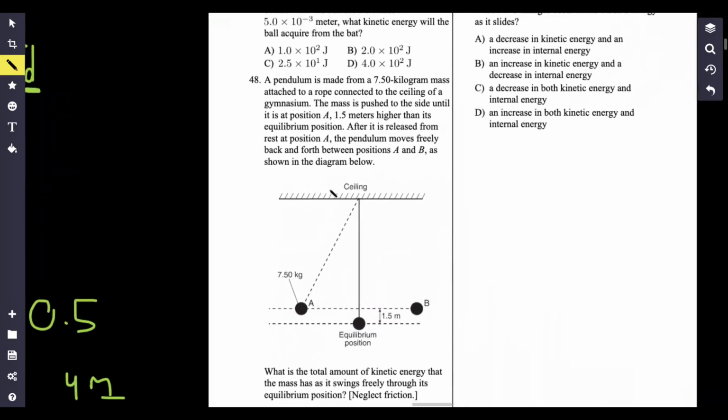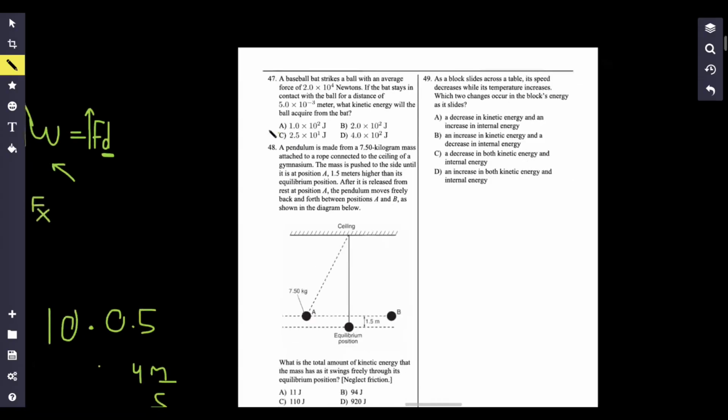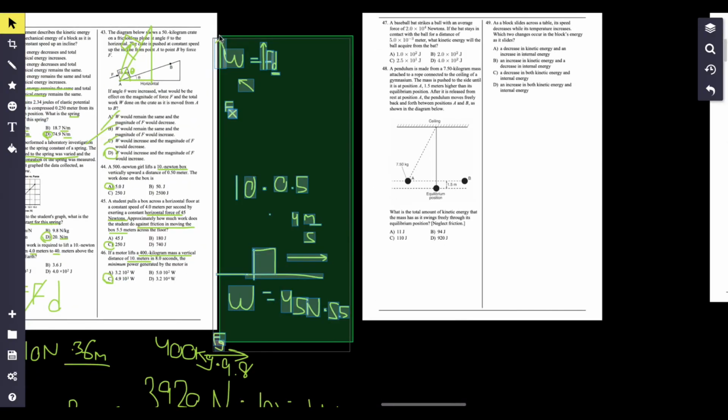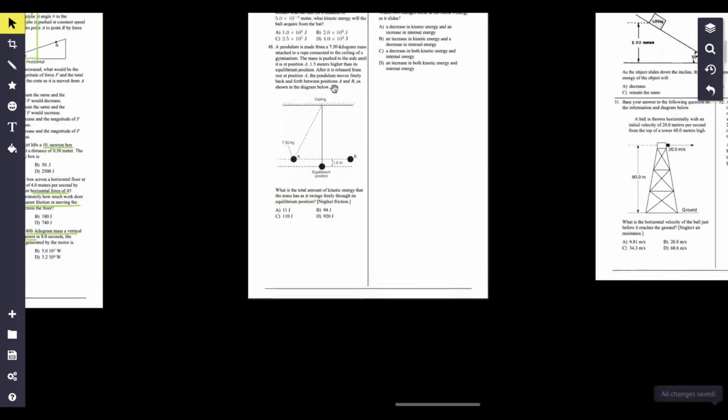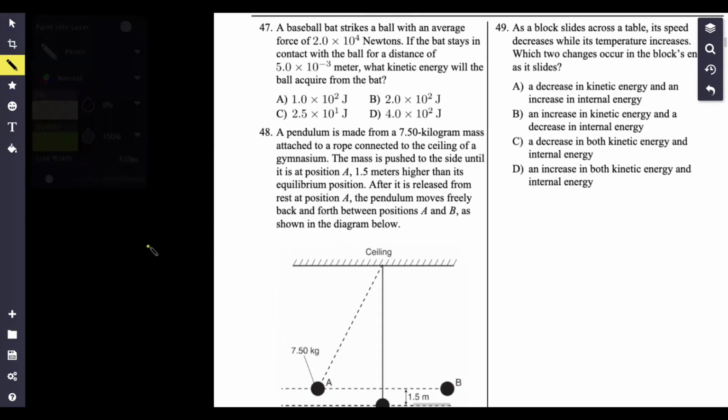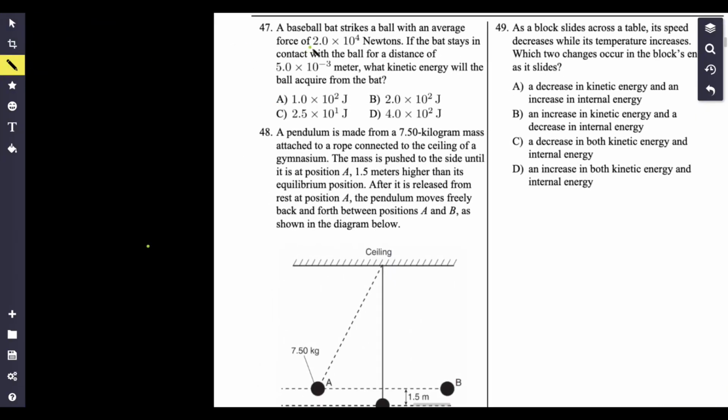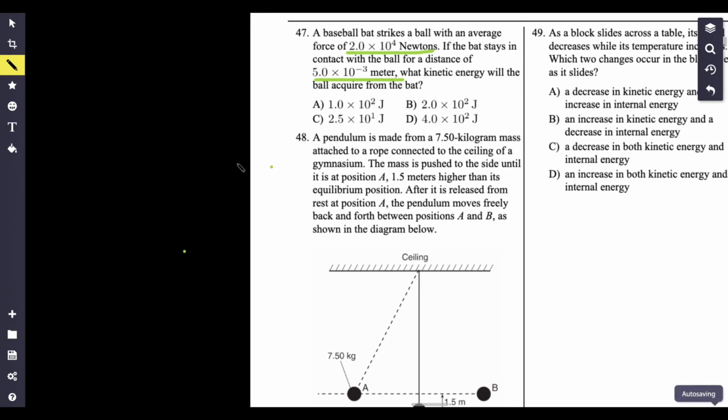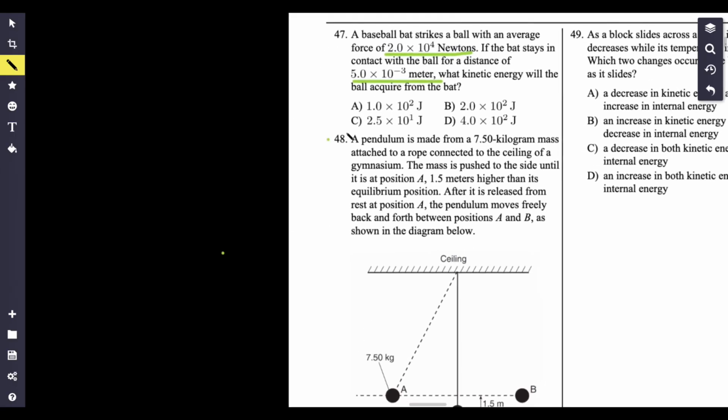Okay. Actually, let me just erase all of this so everything's clear. A baseball bat strikes a ball with an average force of this many newtons. If the bat stays in contact with the ball for this many meters, what is the kinetic energy that the ball will acquire?